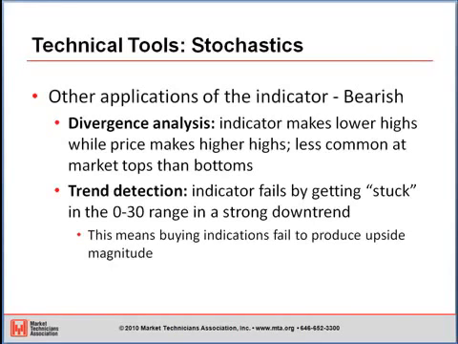The indicator fails by getting stuck in the 0 to 30 range in the strong downtrend. What this means is buying indications fail to produce upside magnitude. We showed you that in that one example also on the previous page. We note, again, it's sometimes very important the signal an indicator gives when it fails rather than when it succeeds.